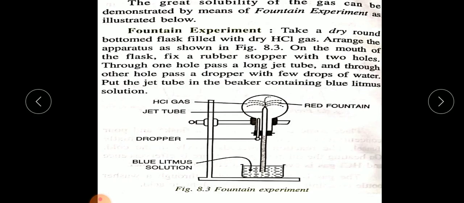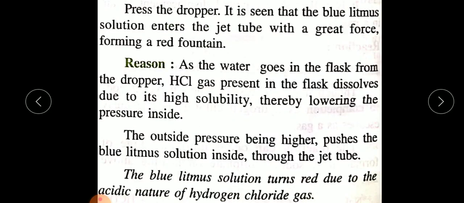So when you press this, the hydrogen chloride gas will dissolve. Now the pressure over here becomes lower, whereas the outside pressure is higher, so it will pull the blue litmus solution through this jet tube, and when it comes out, since there is hydrogen chloride gas, the blue litmus solution, when it comes in contact with the acid, turns red. The blue litmus solution turns red due to the acidic nature of hydrogen chloride gas. Okay, this is the fountain experiment.